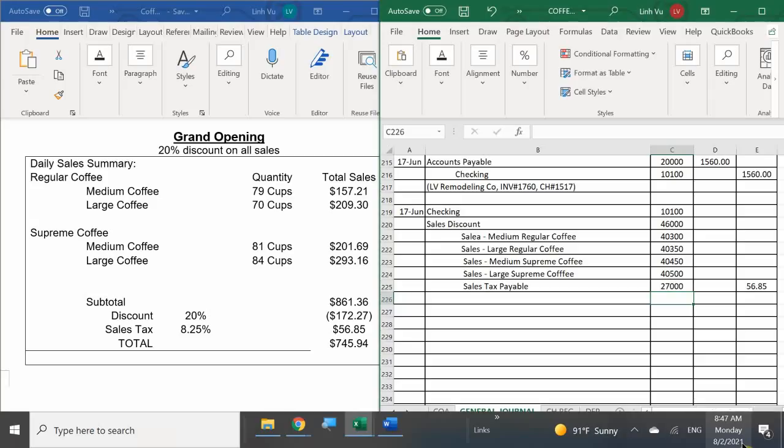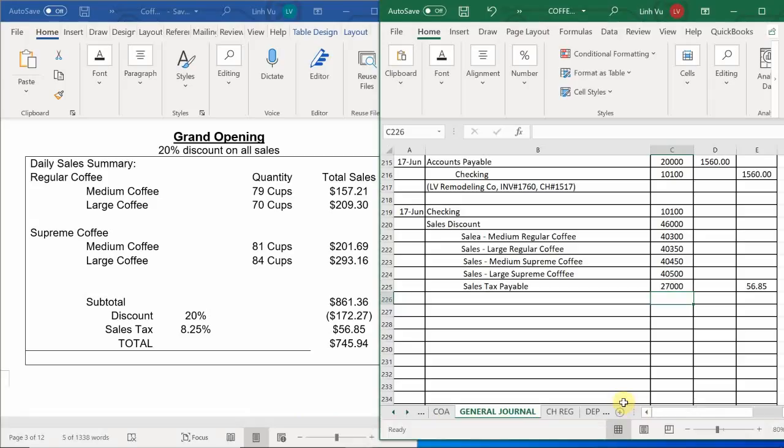Okay. So how much cash are we going to be receiving from this sales? $745.94. Good. Now, question to you. Should that be on the debit side? Am I increasing my cash flow or am I decreasing my cash flow? You're receiving, so you're increasing. Good. So it's going to be debited for $745.94.